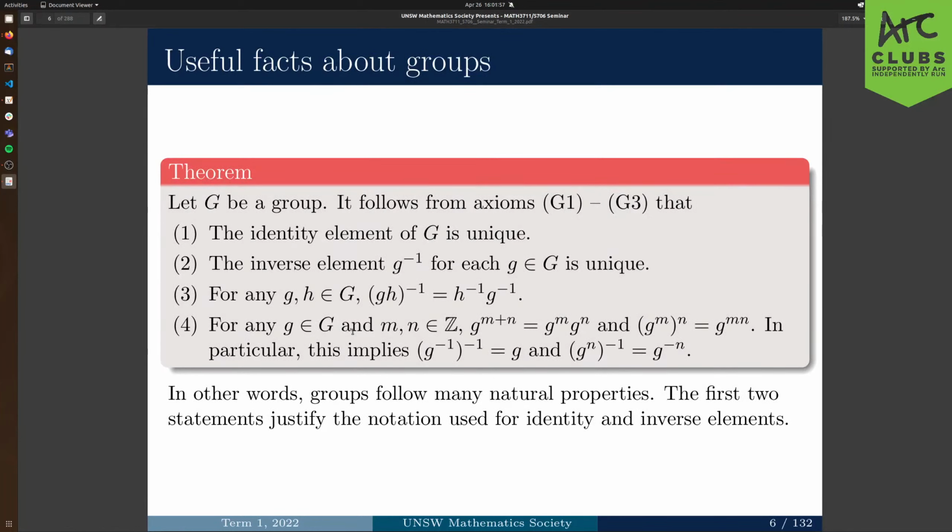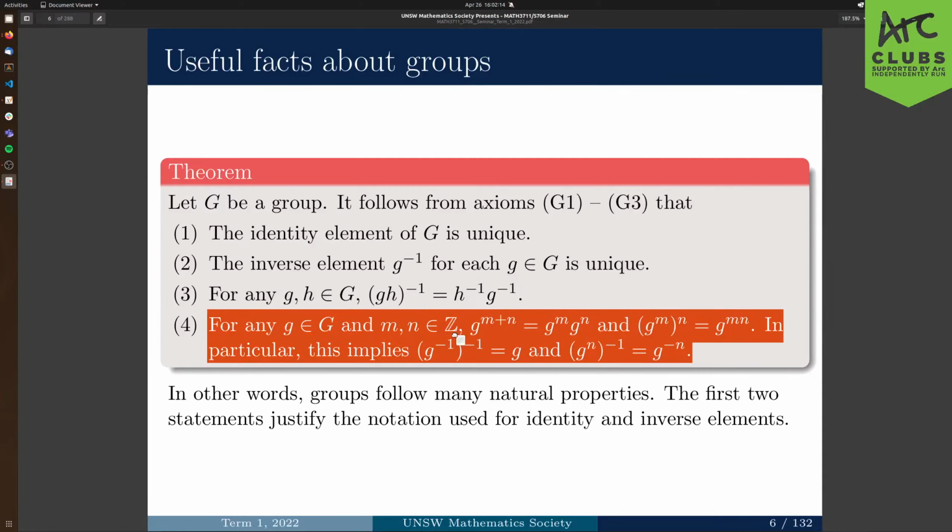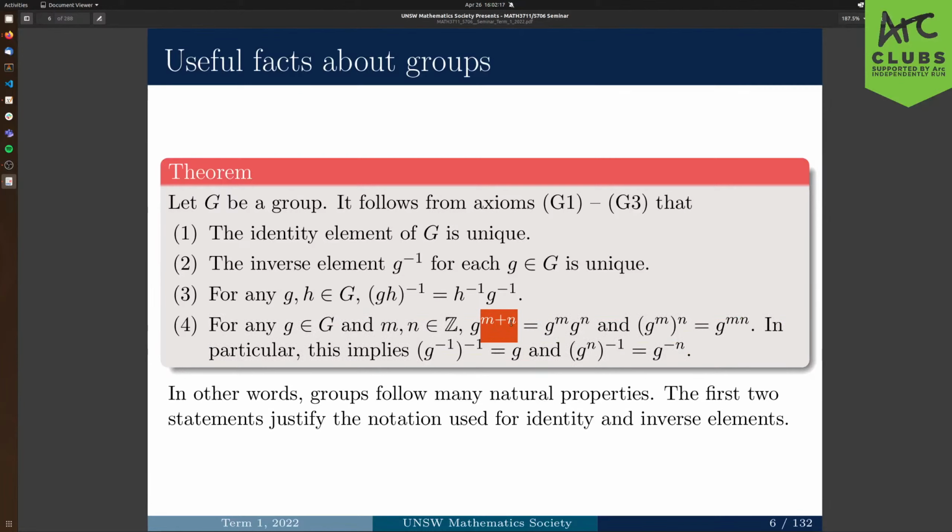Some common sense properties of groups are that the identity element is always unique. The inverse element is always unique for each element as well. When you invert a product, you just take the reverse ordered product of each element's inverses, and you have similar properties to those for real numbers, where if you raise something to a sum power, it's just the product of each individual power, and so on and so forth. So these are all very basic and nice properties that we would have seen before, but they're true in general for groups.